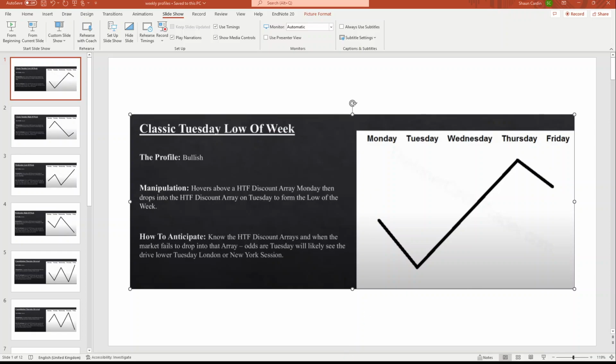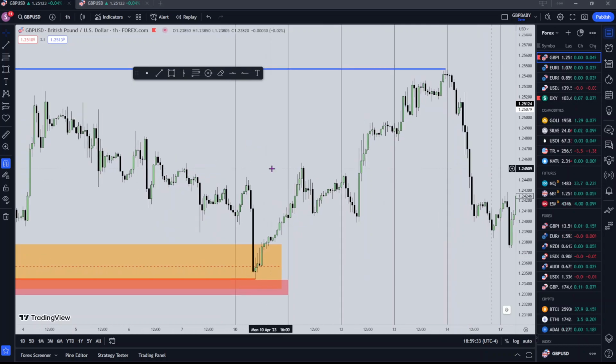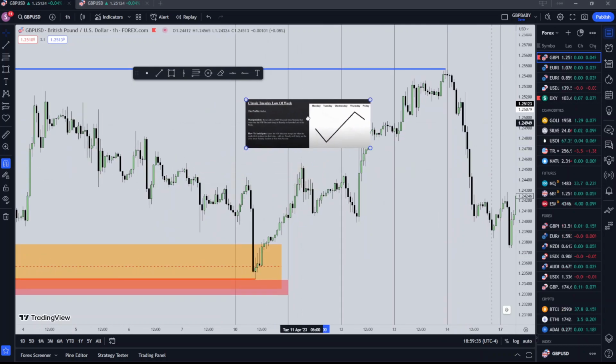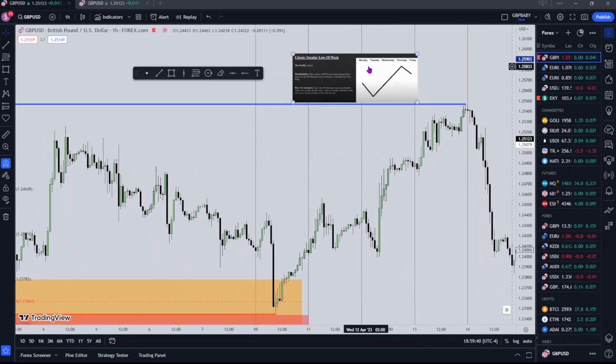I'm going to go back to TradingView. You can actually paste things into TradingView, which is pretty cool. And you can see that this week looks like this, as in we created the low here, and then we moved higher, and then we traded down in Friday.